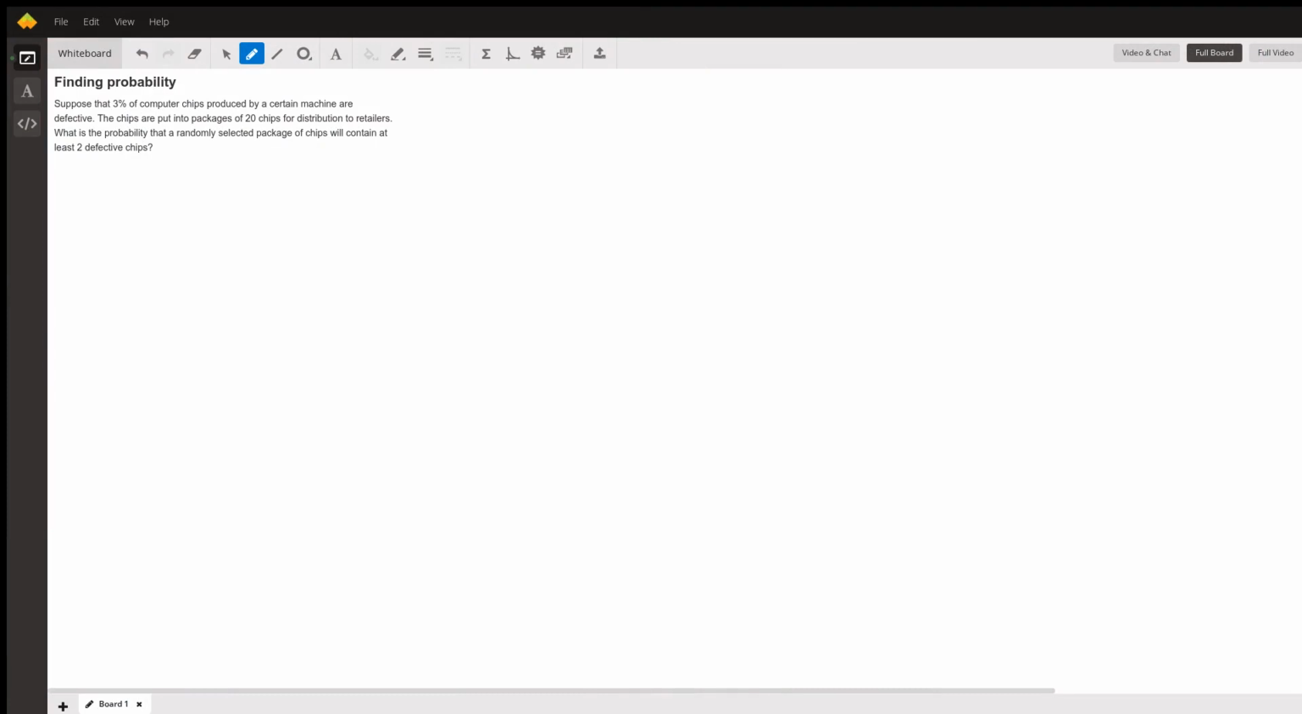I'm going to talk you through this and write down some things and leave you to crunch the numbers with your calculator. So we have 3% of the chips are defective, and we get a package of 20 chips, and we want the probability that the randomly selected package of chips will contain at least two defective chips.